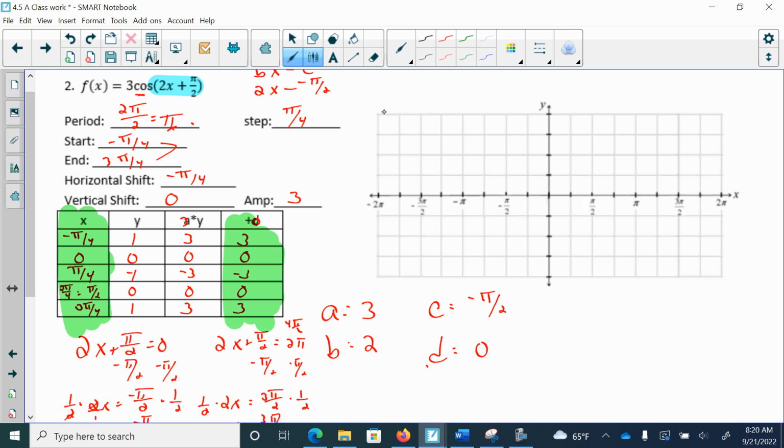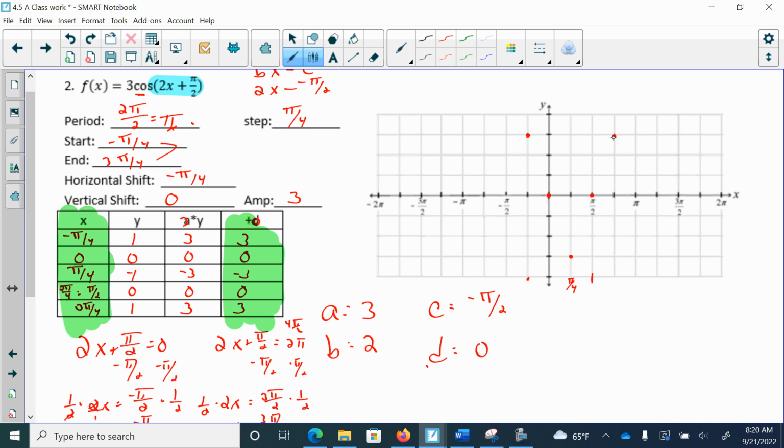So when I go to do this, I'm not going to change the scale, just so you can get used to leaving the scale alone. So if this line is pi over 2, then half of that is going to be pi over 4. So each line is 1/4 pi. So I'm going to start at negative pi over 4, which would be here, and I want to be up at 3, 1, 2, 3. Then I'm going to go 0, 0, pi over 4, negative 3, pi over 2, 0, and then 3 pi over 4, 3.